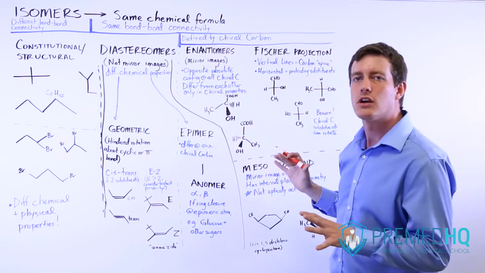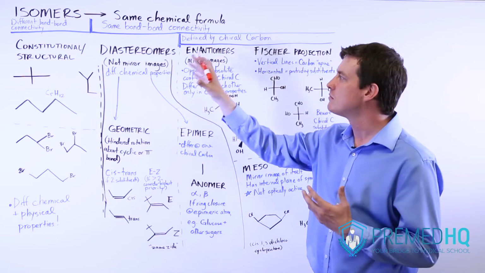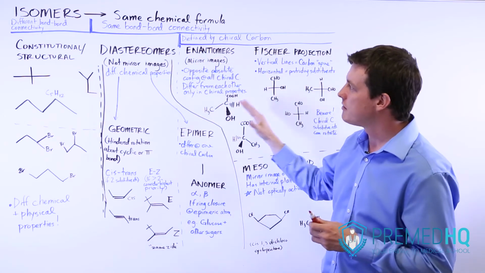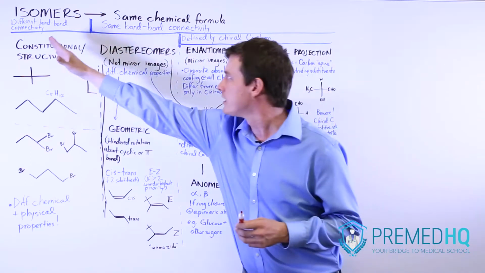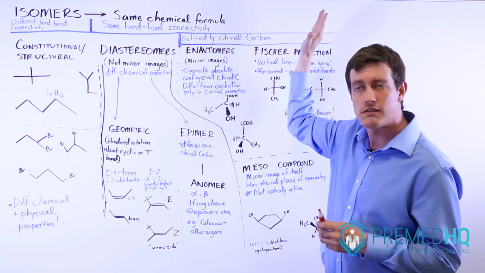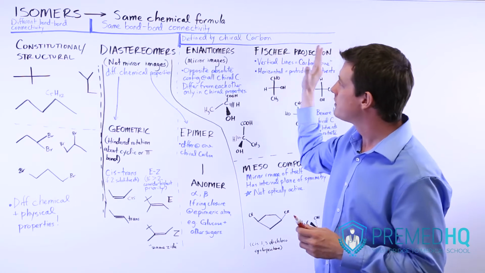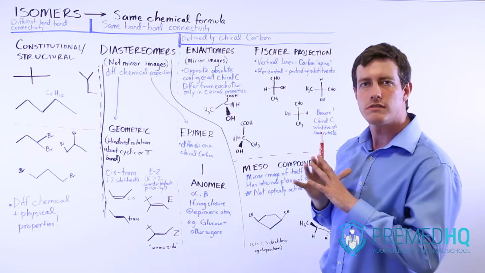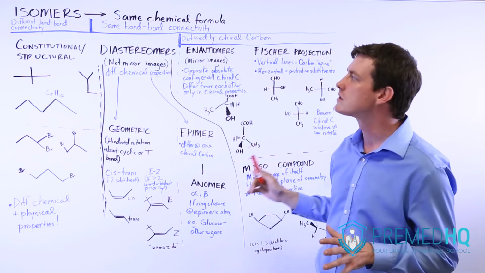The reason this chart can be useful is because a lot of these names are not very intuitive when you're thinking about them, and this chart is set up in a fairly organized way. You have different connectivity, and then you have the same connectivity, and then these ones over here are defined by chiral carbons.